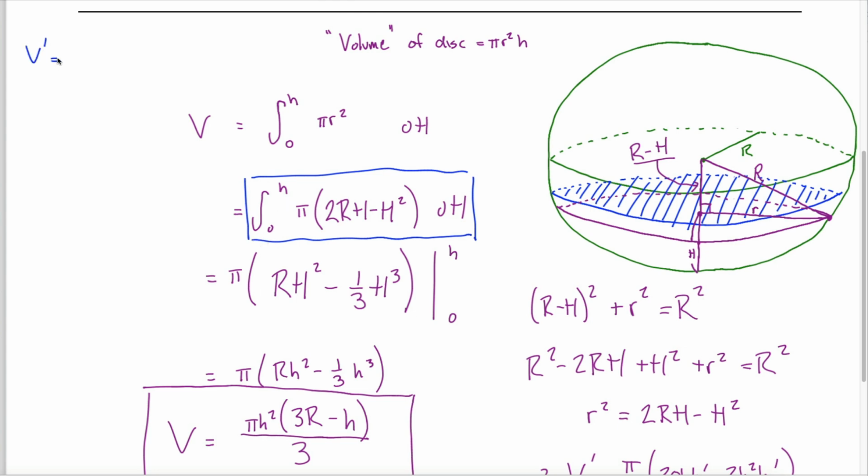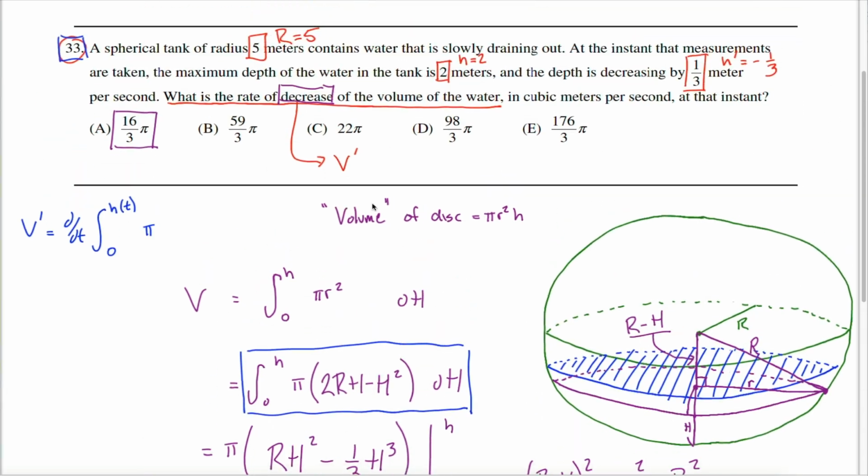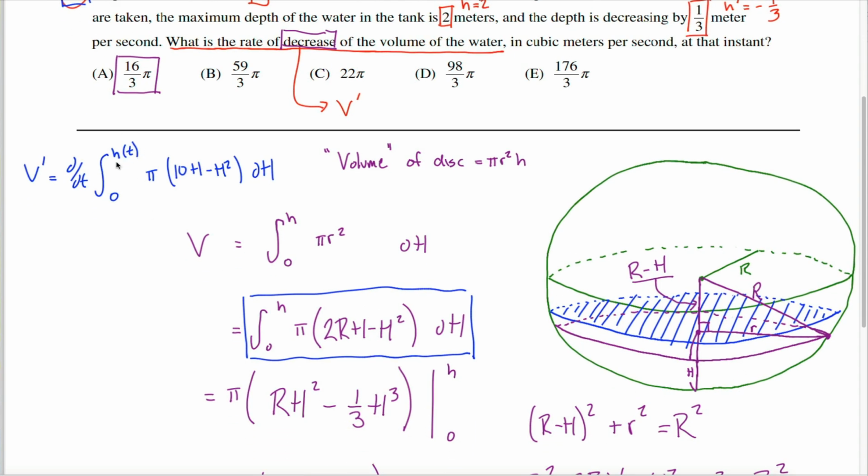V prime will just be equal to the derivative, maybe with respect to time, of this integral from 0 up to h, which itself is a function of time, of pi times, instead of writing 2r, since r is a fixed constant of 5, I could just write 10, capital H minus h squared, d capital H. What the fundamental theorem of calculus tells me, loosely speaking, is that if this is just a variable, the derivative and the integral cancel out, and I just change all the capital H's into that variable.